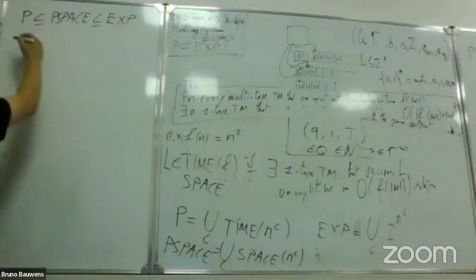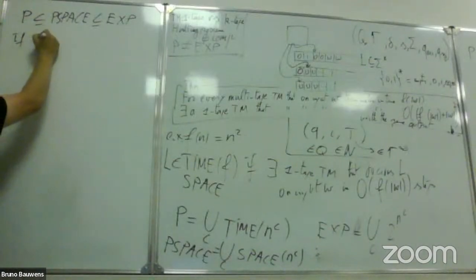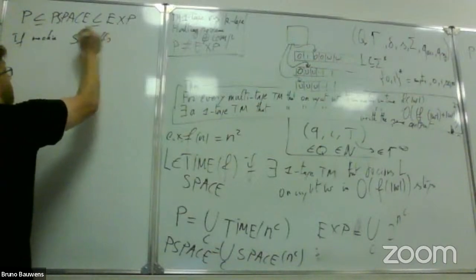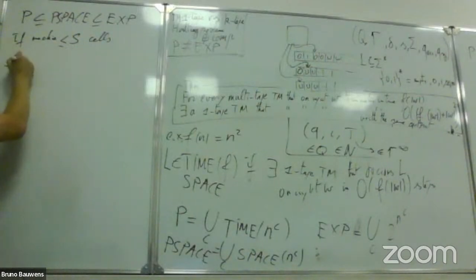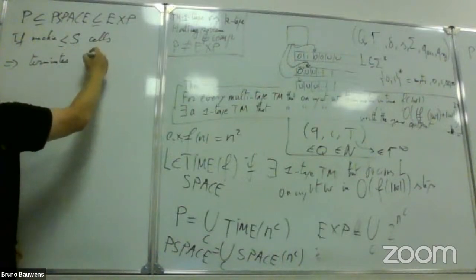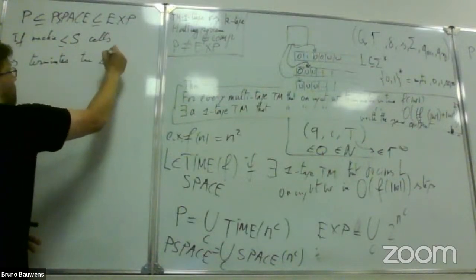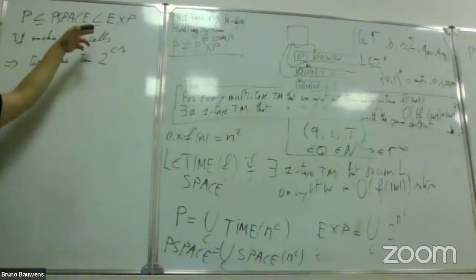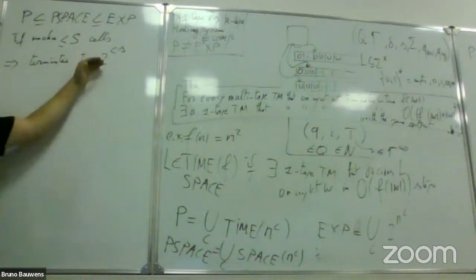So I claim if a machine uses S cells, at most S cells, then it terminates in time 2 to the power C·S, where C only depends on the machine and not on S. So why is it true?